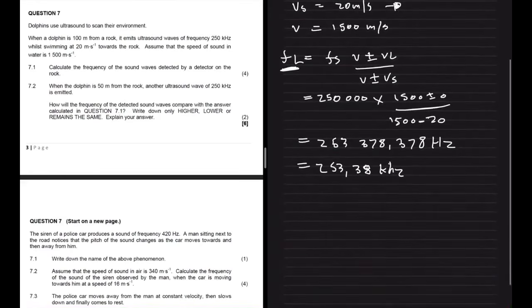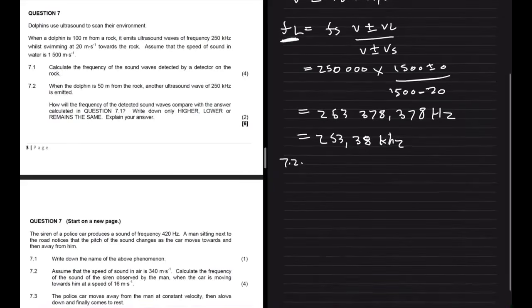Okay, let's move ahead. 7.2 says, when the dolphin is 50 meters from the rock, another ultrasound wave of 250 kilohertz is emitted. How will the frequency of the detected sound waves compare with the answer calculated in question 7.1? Write down only higher, lower, or remains the same. Explain your answer. The frequency detected. So what's the formula of the frequency detected? It's FL equals Fs times V plus or minus VL divided by V plus or minus Vs.